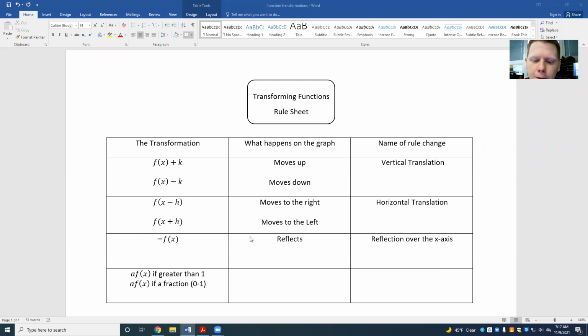So a negative in front of your function just means it reflects or it flips over. And the proper name of that rule is it's called a reflection over the x-axis. Okay, and I'll give you a second to write this down, and then we'll do our final rule.